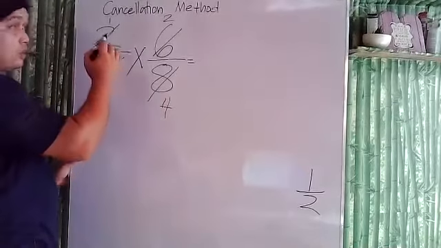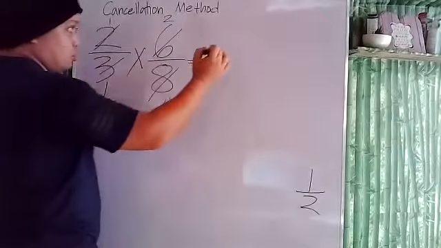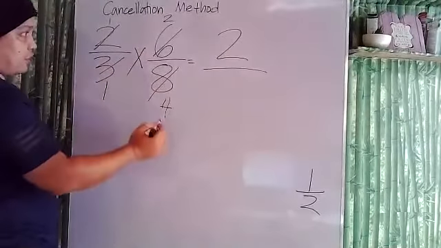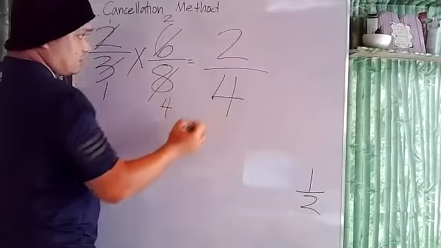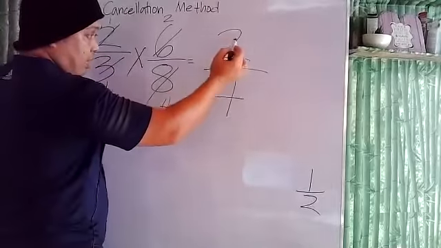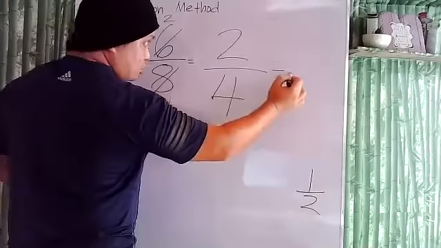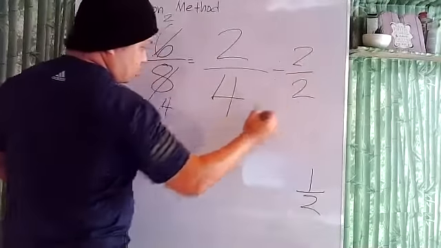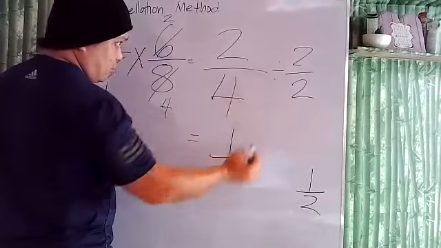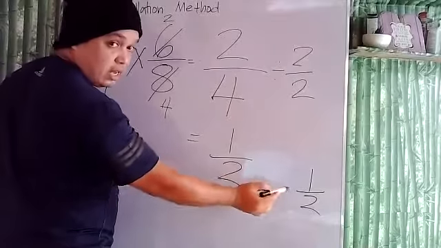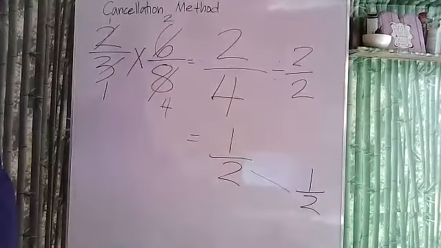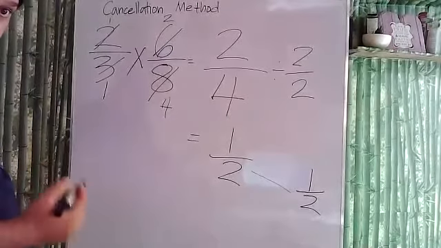Now 1 times 2 is 2, while 1 times 4 is 4. That's 2/4. Now we can still simplify them. We can divide them both by 2. So 2 divided by 2 is 1, while 4 divided by 2 is 2. So it's 1/2. Same answer, but much easier because we have used the cancellation method.